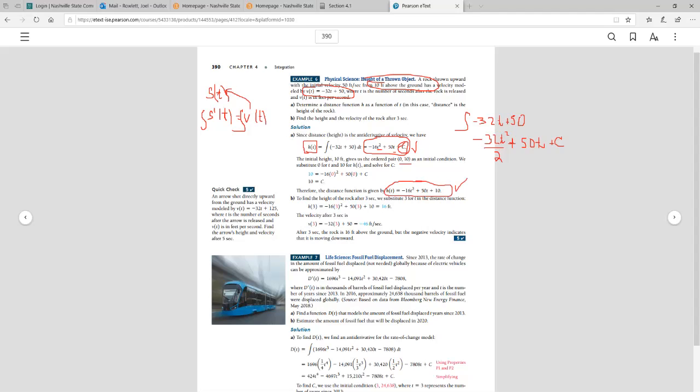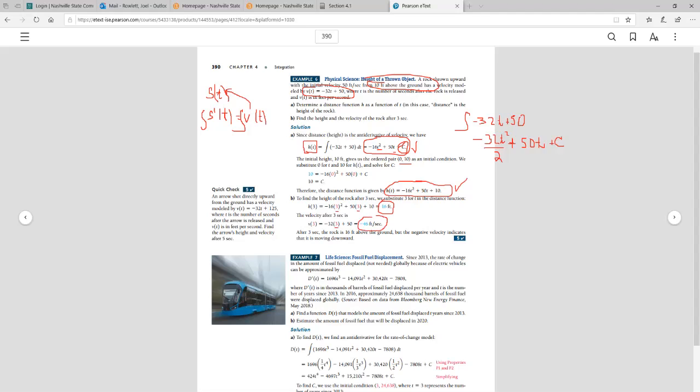Now, part B says find the height and the velocity of the rock after 3 seconds. Well, now that I know the exact equation, all I have to do is substitute in 3 for t. And that tells me that after 3 seconds, the rock is 16 feet in the air. If I want to know the velocity at 3 seconds, I go back to the velocity equation and just substitute 3 in for t. And the velocity after 3 seconds is negative 46 feet per second.